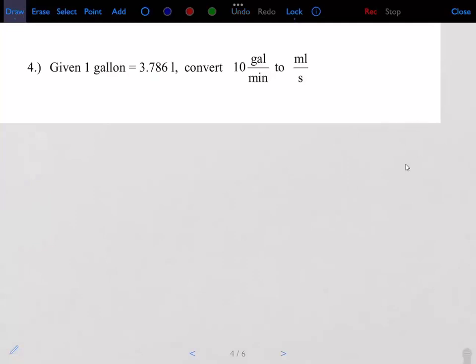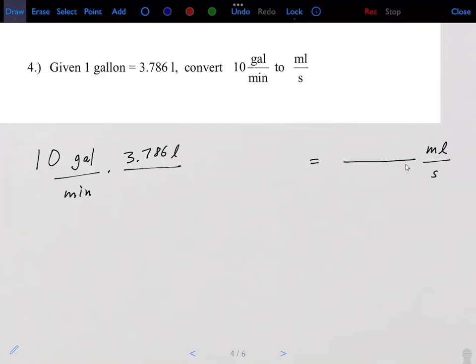Okay, question 4. Given that 1 gallon is 3.786 liters, convert 10 gallons per minute to milliliters per second. Okay, so I'm starting with 10 gallons per minute. And ultimately, I want to go to milliliters per second. So I guess first, let me go from gallons to liters. Well, we were given that conversion factor, right? We know that 3.786 liters is 1 gallon.